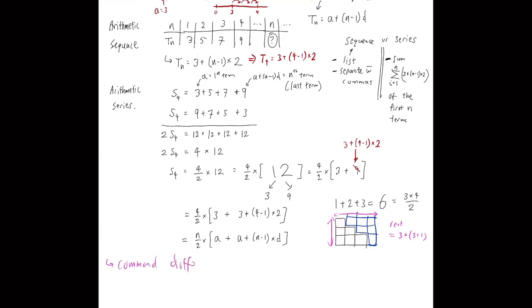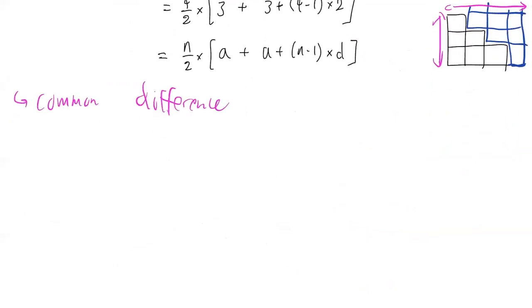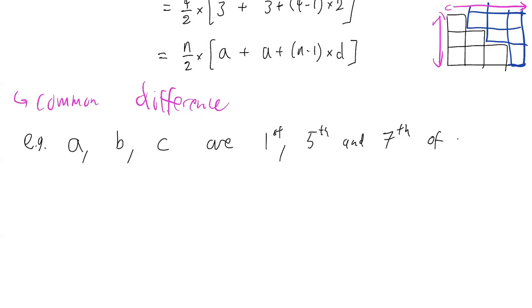In other words, whenever they tell you that there is, for example, A, and then there's B, and then there's C, are the first, fifth, and seventh terms of an arithmetic sequence.